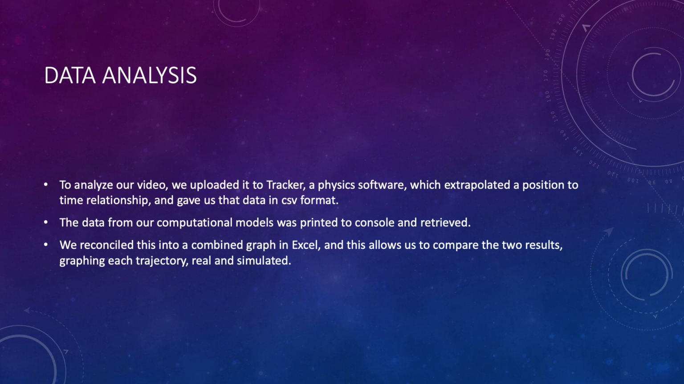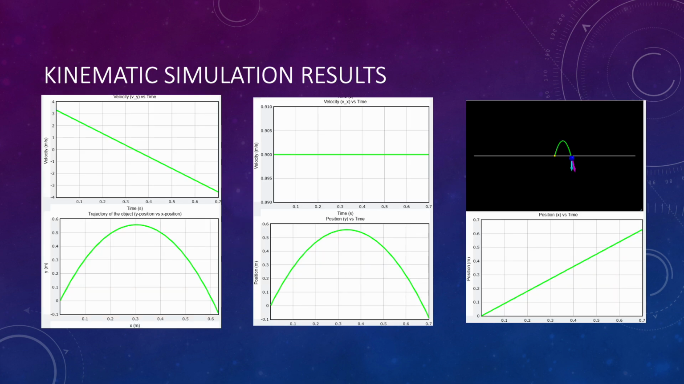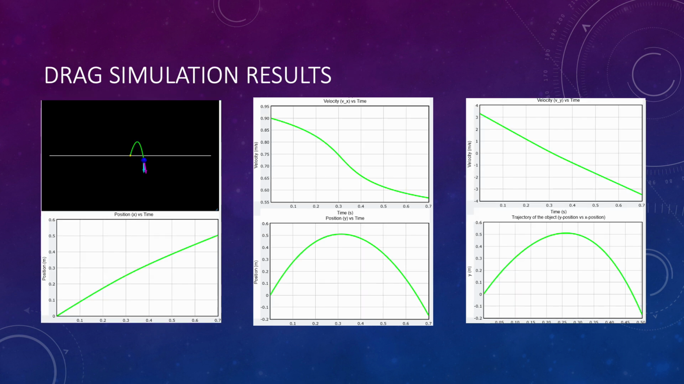But first, let's look at results from the kinematic situation, where we can see what we expect for parabolic trajectories and linear velocities and position versus times for the x direction. We also can see from the drag that we don't have linear velocities and that our would-be parabolic trajectory is slightly skewed.